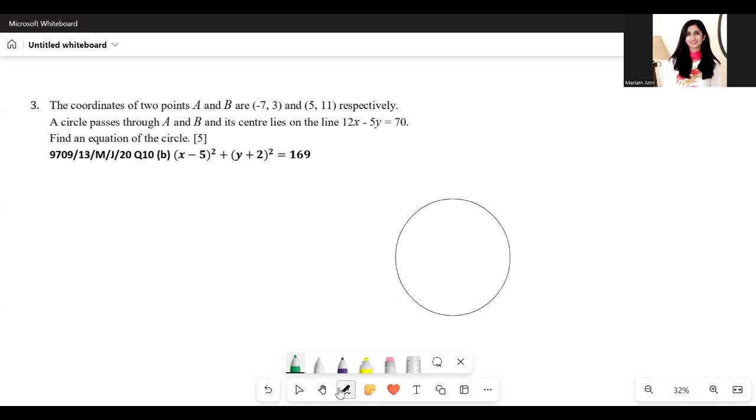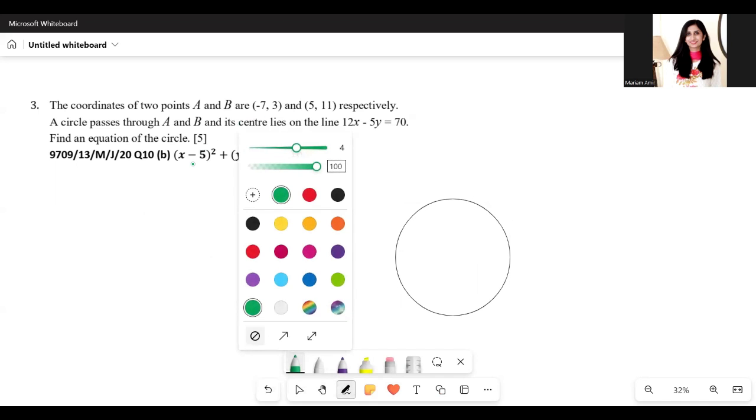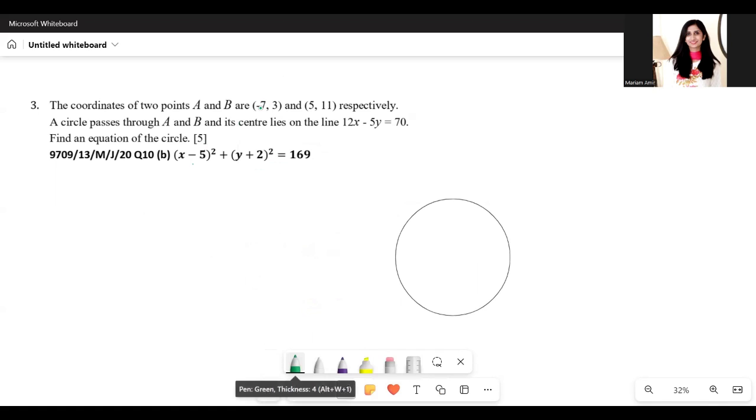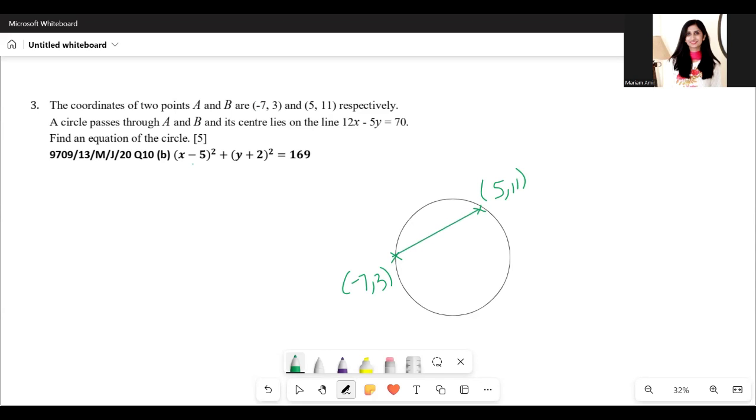So this is the circle. And what do we know? That 2 points lie on this circle. So let's say we have 5, 11 here and negative 7, 3 here. Now this line would be called a chord since it's not the diameter, it doesn't say it passes through the center. So here's the chord.